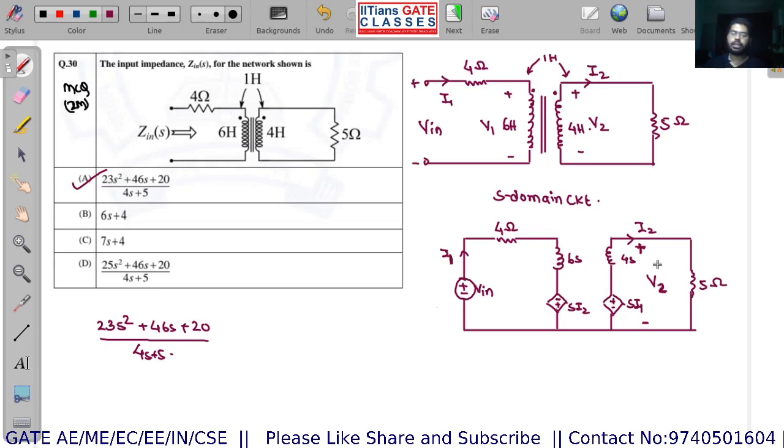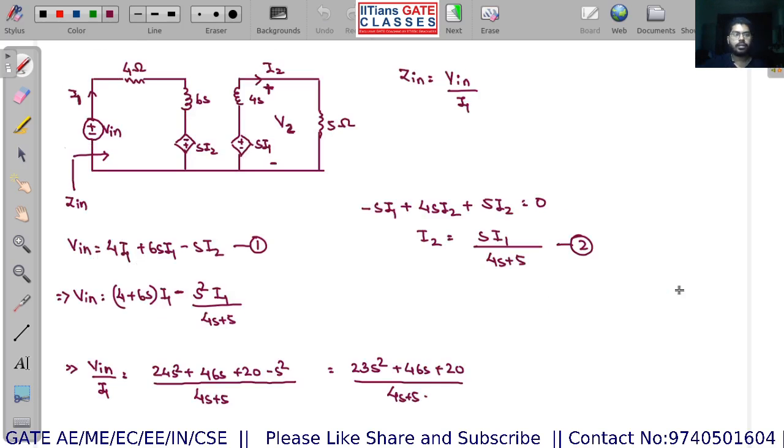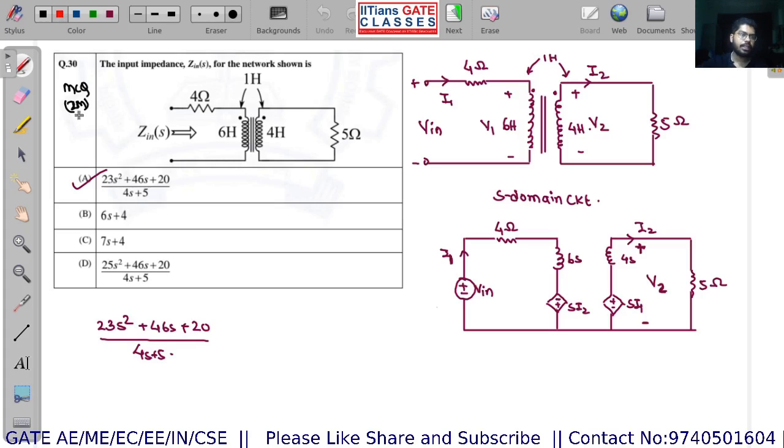Sometimes students have this confusion. Even if I was a student, I would have this confusion whether to write 4S or minus 4S. At that time you write the KVL and check whether the differential equation's Laplace transform is the same as the KVL equation from the circuit. So this was a good question. I will say this was a good question.